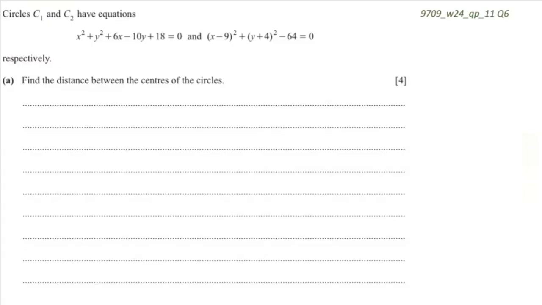For the last question, I have picked Winter 24, paper 1-1, question 6. We have two circles now. Circles C1 and C2 have these equations.